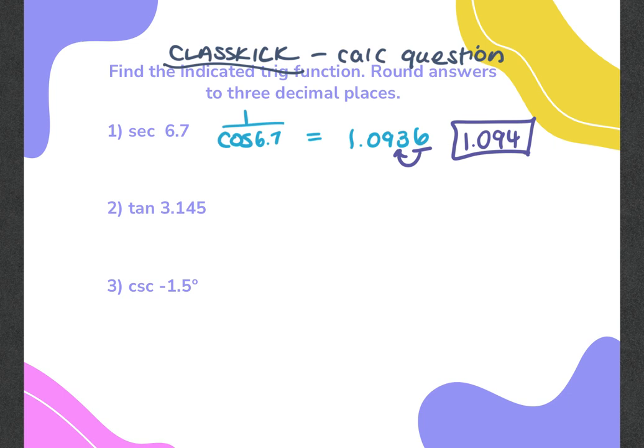For 2, what am I typing in the calculator? Tan of 3.14. Exactly what it says. Tan of 3.14, and I get 0.0034. This time the 4 drops off, and my answer is 0.003.